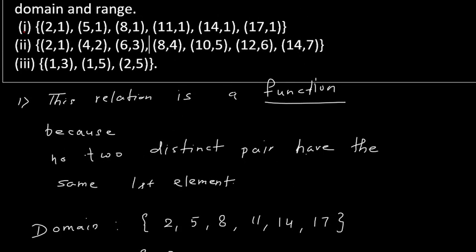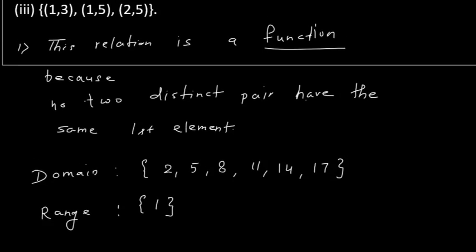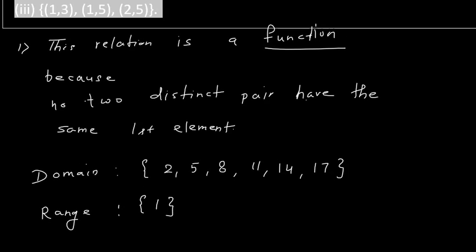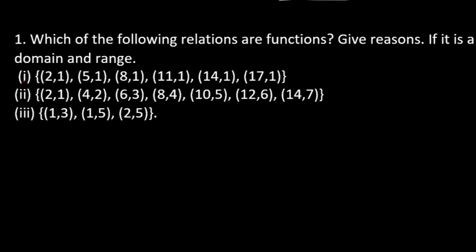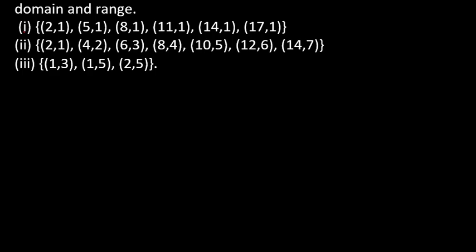Now the second one, this first is a function. Now let us see what about second. So let us first remove this, I will write here only. Second is, now if you see the pairs, we have (2, 1), (4, 2), (6, 3), (8, 4), (10, 5), (12, 6) and (14, 7). So the first element is distinct. So here again I will say that the given relation is a function.